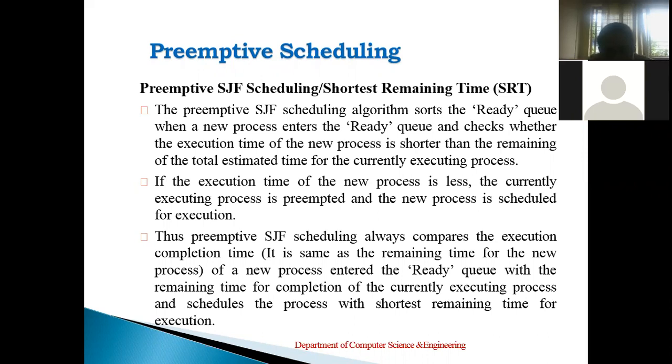So what happens? Before the processes enter the ready queue, what will it do? First, it will sort based on the shortest timing. Suppose all the processes have been sorted. Suppose one more process has entered, whose timing is shorter than the already sorted ones. Then what will it do? It will stop executing the process which it has already started. Then it will take the one having the shortest time and start executing it. So this is the preemptive SJF scheduling. It always compares the execution completion time, right?